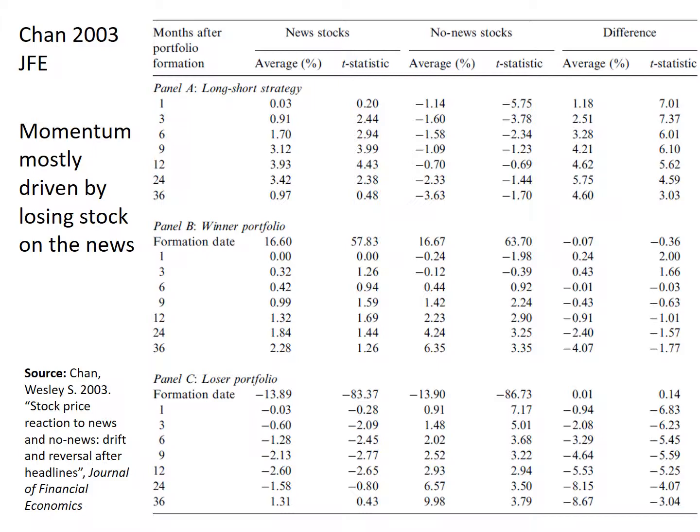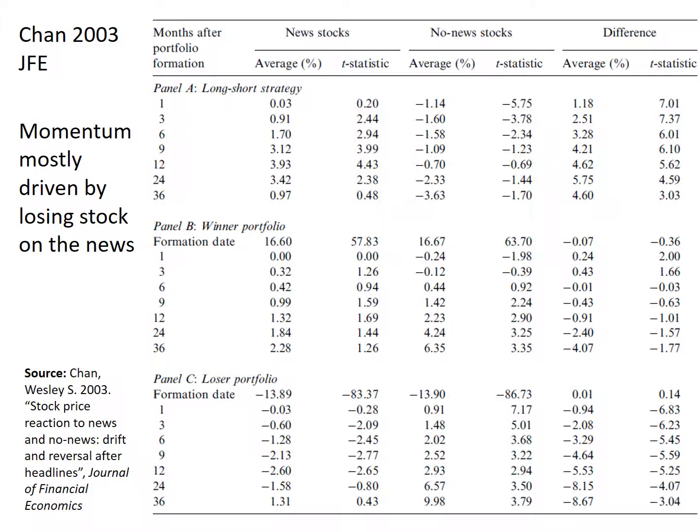Right. Okay, let's see about this one. Stock price reaction to news and no news, drift and reversal after headlines. Right, so what does this paper look into? Now, remember in the Jegadeesh and Titman paper, it's not about investigating the underlying reason of momentum. It's just showing you there is momentum, right? And then I show you a model that suggests that momentum is all about news. So we can test that, right?